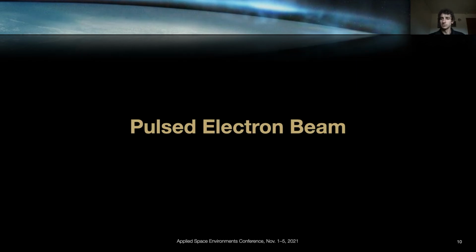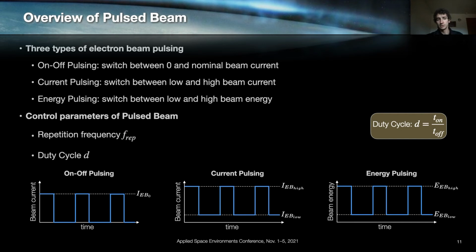So now let's look at the pulsed electron beam. There are 3 types of electron beam pulsing. The first type would be on-off pulsing, so you switch between 0 and some nominal beam current. In other words, you turn off the beam and turn it back on again periodically. The second type, in the middle figure on the bottom, is current pulsing, and in that way you switch between some low current and some high current. And similarly, on the right-hand side in the figure is energy pulsing, where you switch between some low energy and some high energy.